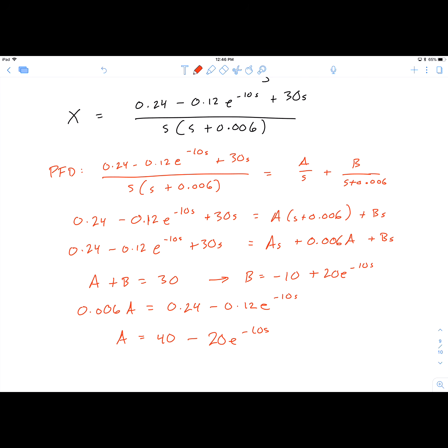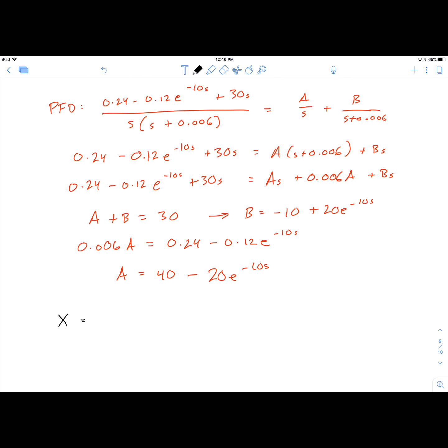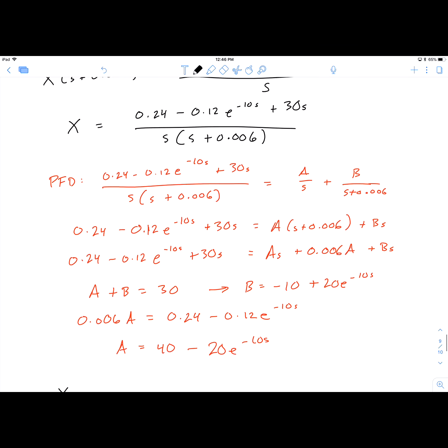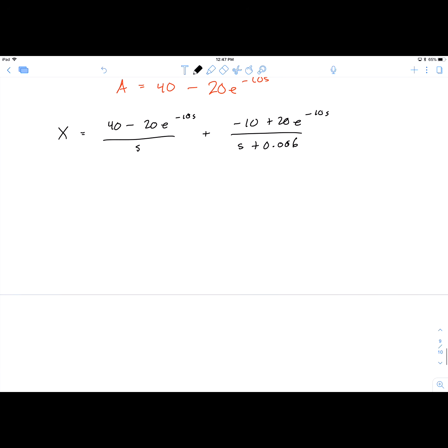So putting that all together, X is going to equal, it was A over s, so (40 minus 20 e to the negative 10s) over s, plus B, which is (negative 10 plus 20 e to the negative 10s) over (s plus 0.006). So again, to do the inverse Laplace transform, I'm going to split this up and take one piece at a time to make it easier to look at.